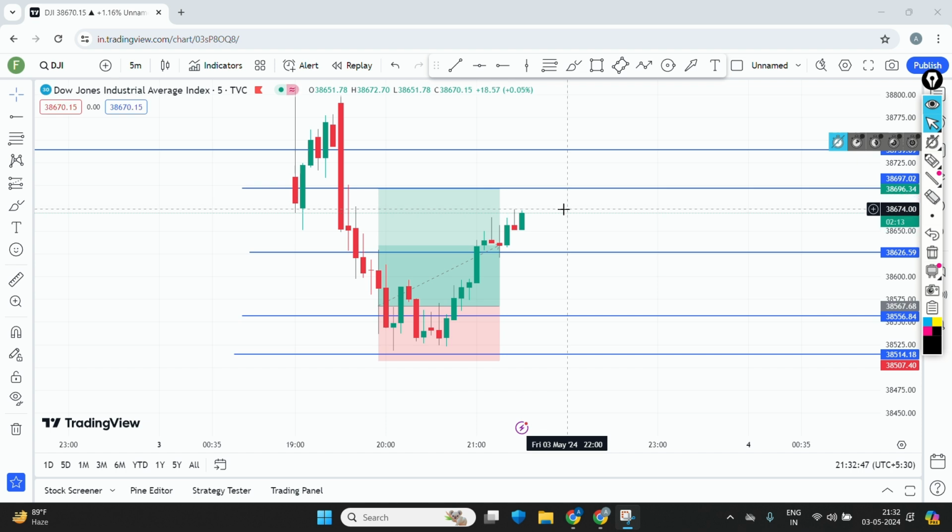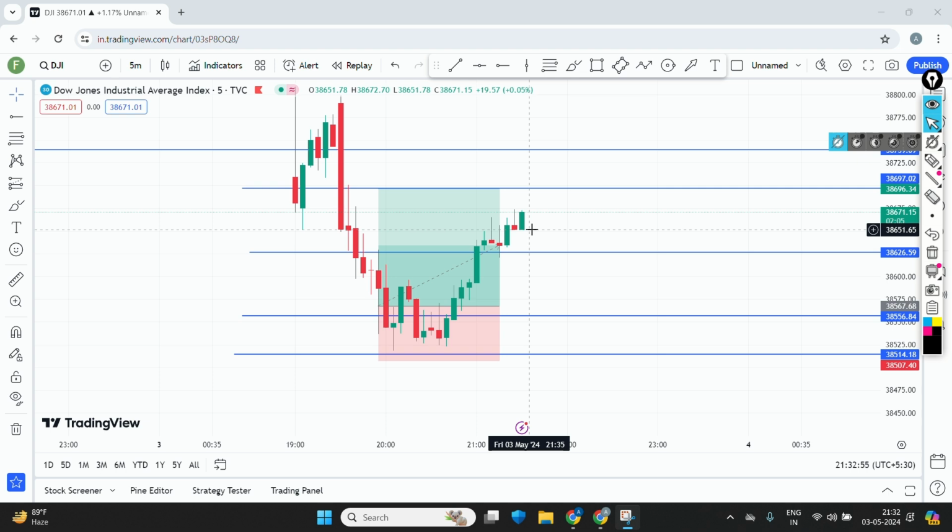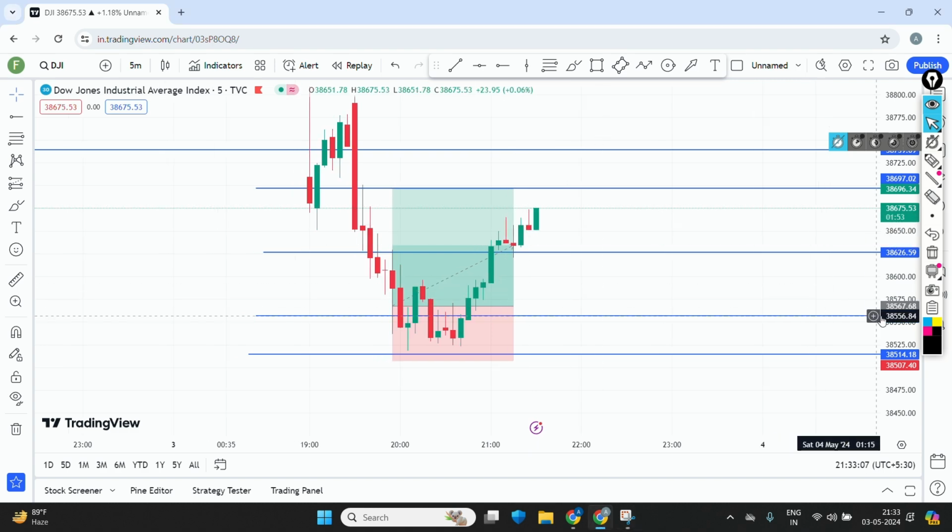Okay, so let's see what happens. It's been consolidating here for a few minutes, so we are stuck in this trade. Now let's see what the market will do, what the Dow will do to us. Okay, let's consolidate in here, and this level is very important. Now let's break this level, this high.